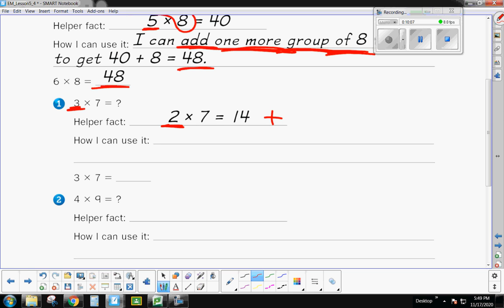Now, what do I need to add a group of? Do I add a group of 3? Do I add a group of 2? Or do I add a group of 7? 7 is in both problems, so I'm going to add a group of 7.